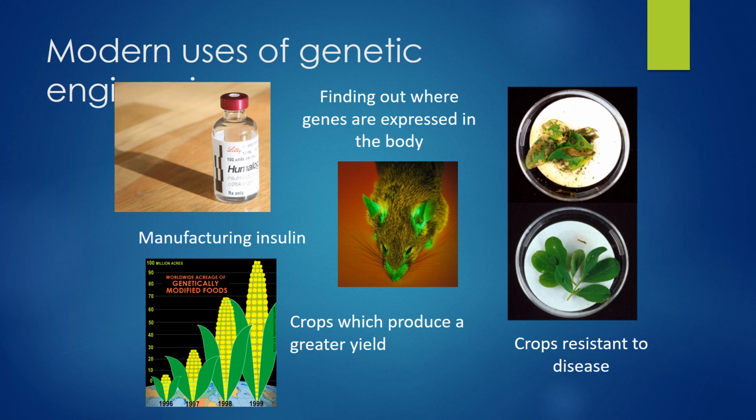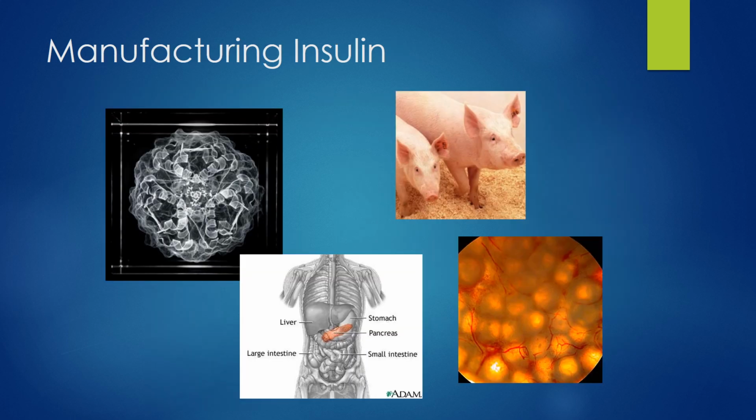And this is the one we're going to focus on, which is insulin. You need to be able to draw and explain, or do a flow diagram of, the process of manufacturing insulin. Let's do it. The reason why I've got a picture of piggies is because the previous way to save a diabetic's life was to use insulin from the pancreas of a pig.